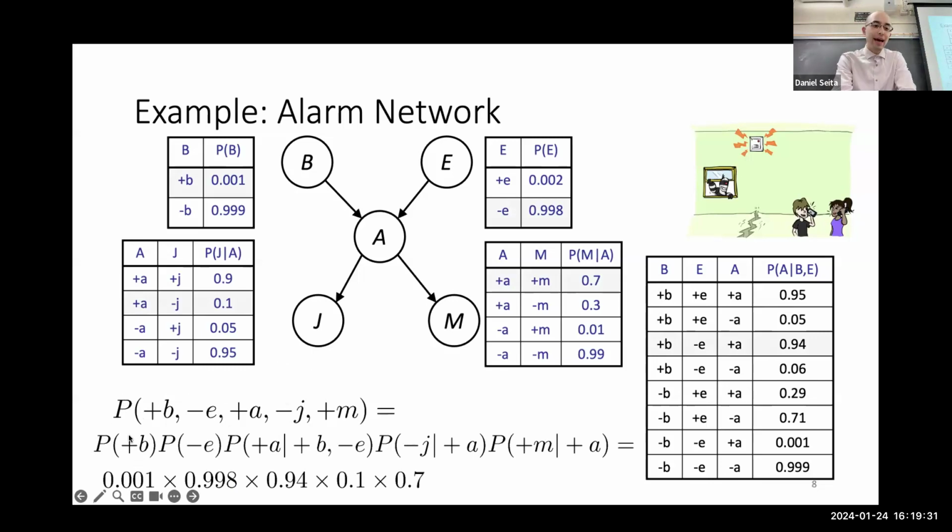this joint that factors into probability of plus B, because B has no parent, so you can just do your probability of B given the parent, but you have no parent, so then just write probability of plus B, and then you get the same thing for probability of minus E. And then you get probability of plus A given plus B and minus E. Probability of minus J given plus A. Probability of plus M given plus A.